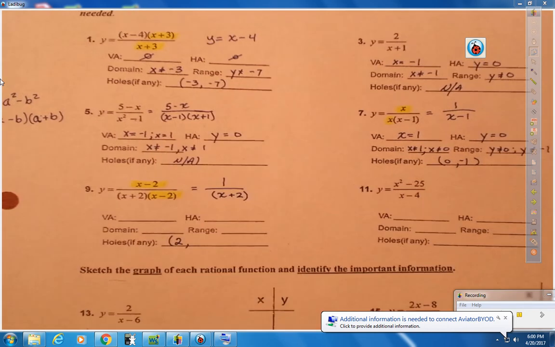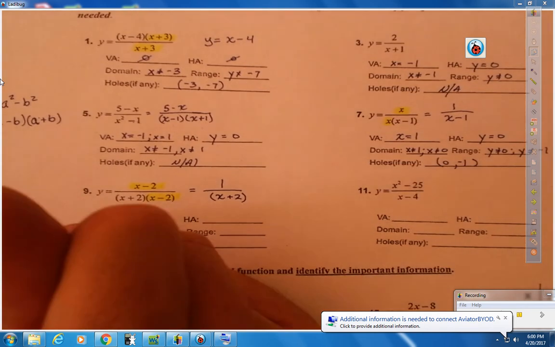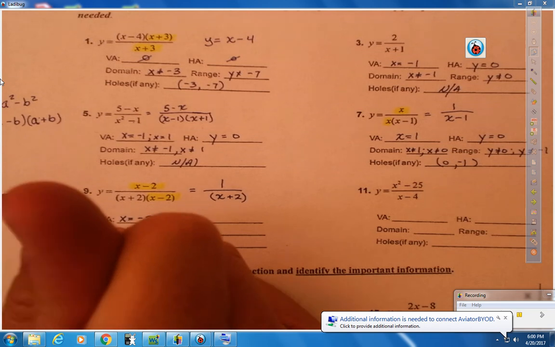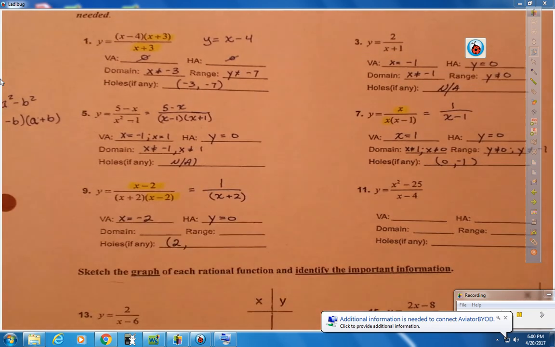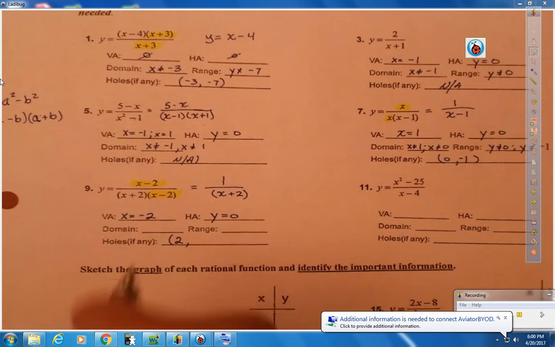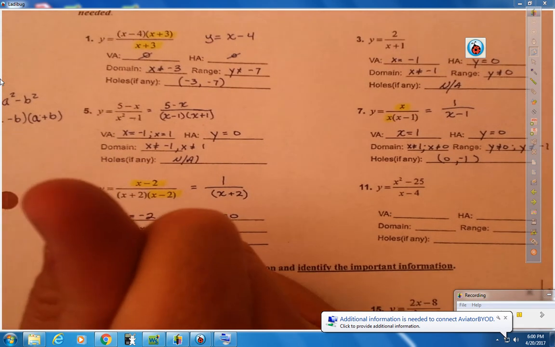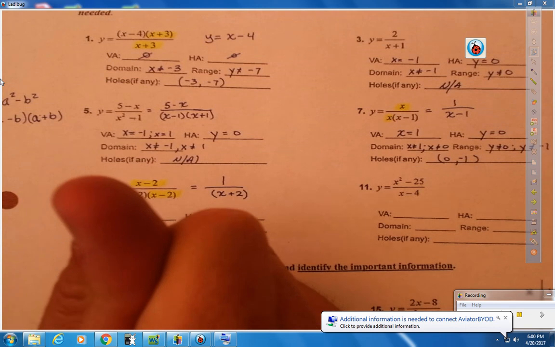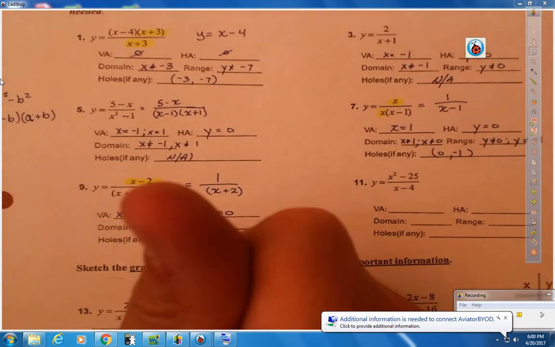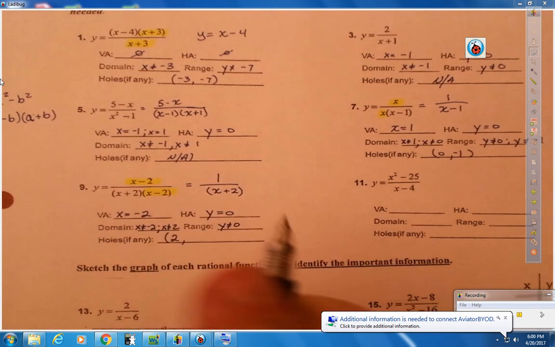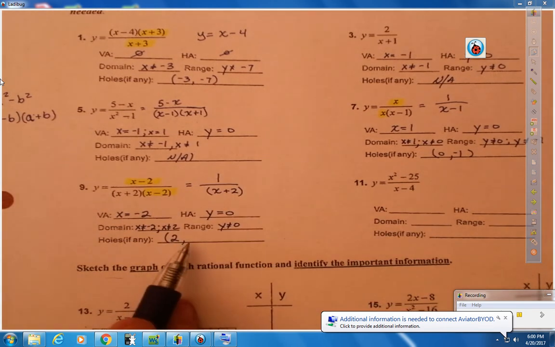those two values. Our vertical asymptote, x equals -2. Our horizontal asymptote, y equals 0, because nothing was added or subtracted at the end. Our domain, x cannot equal -2, but x cannot equal 2 as well. Our range, y cannot equal 0, and we're going to figure out what y is not allowed to equal when we fill in this, when we find out where this hole is. Okay.